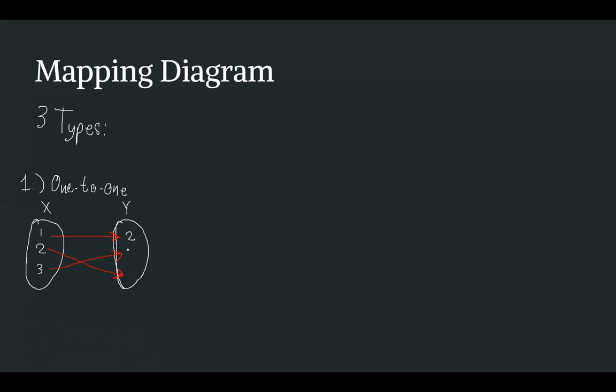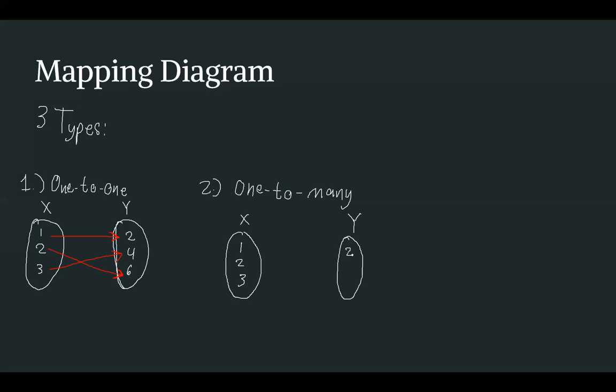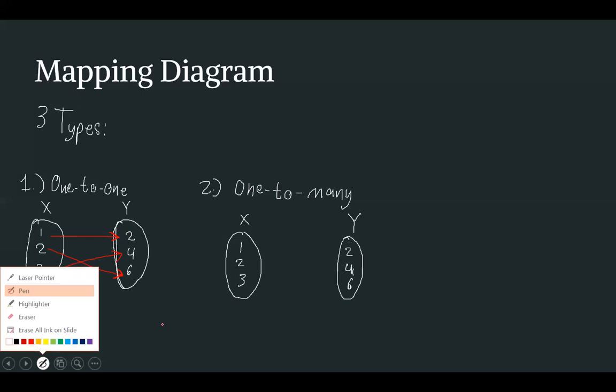So how about the second diagram? The second diagram is what we call the one-to-many diagram. When it comes to the one-to-many diagram, it looks like this. Same example: let's just say I have 1, 2, and 3. Then for the set Y, same thing, let's just say I have 2, 4. So let's match them.